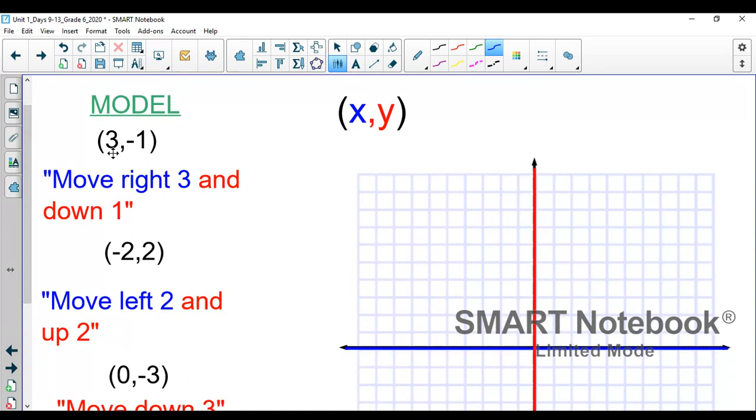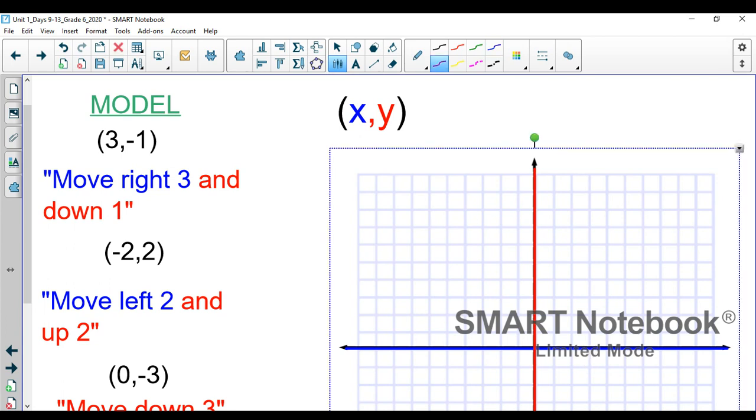If we are going to the point (3, -1), we are going to start at the origin, which is (0, 0). We're going to move 3 right, 1, 2, 3 to the right, and keeping our finger right there, now we're going to move 1 down. Boom. So that point, (3, -1), is located at 3 to the right and 1 down, right here on that axis.